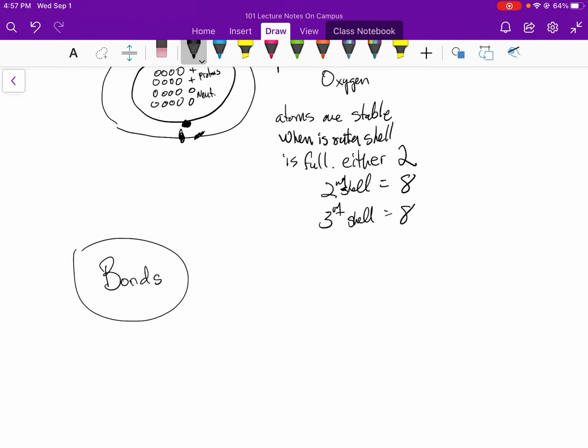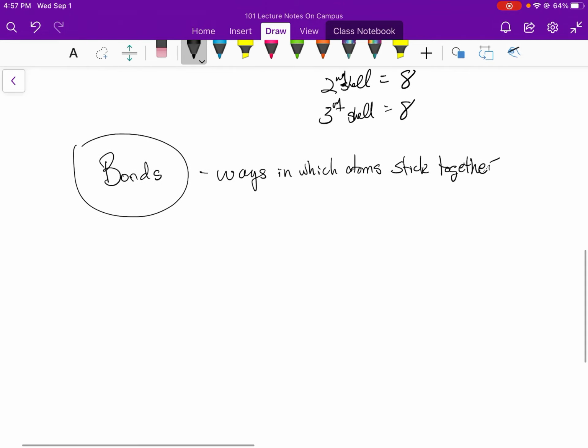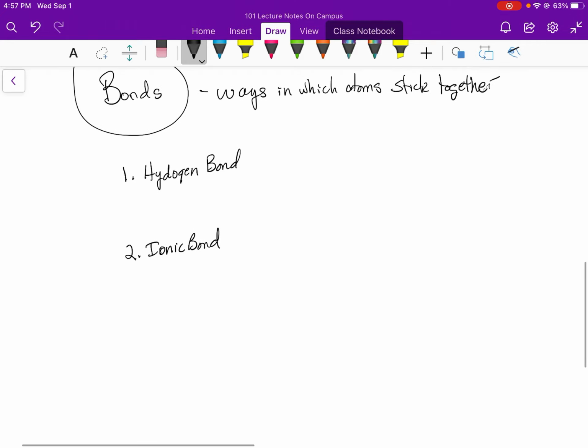So how is it that atoms, I'll just call it ways in which atoms stick together. It's pretty interesting that there are 3 primary classes of bonds. And they're ordered in opposite directions than I would order them, but the first one is called a hydrogen bond. The second one is called an ionic bond. And the third one is called a covalent bond.